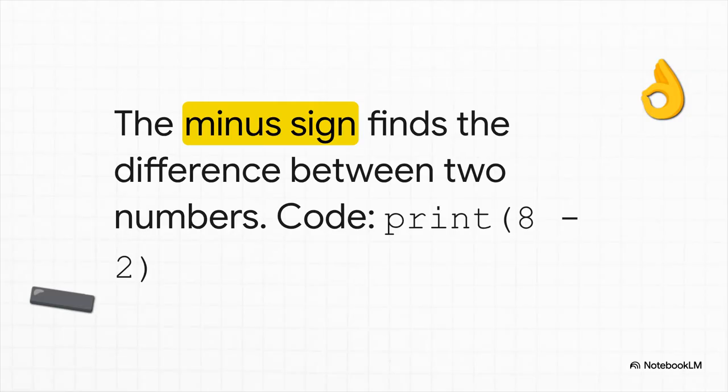All right, next up is subtraction. And again, no big surprises here. We just use the minus sign, or the hyphen key, to find the difference between two numbers. And just like that, we get 6. So you're probably seeing the pattern, right? You give Python an expression, and it just spits back the answer.